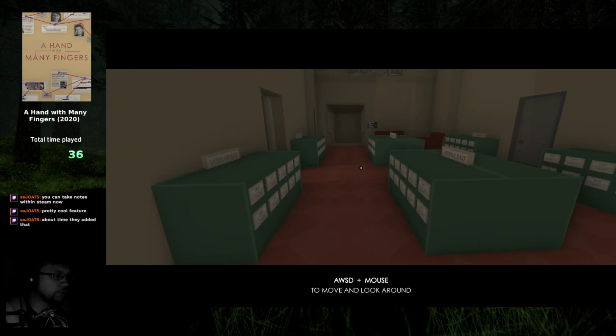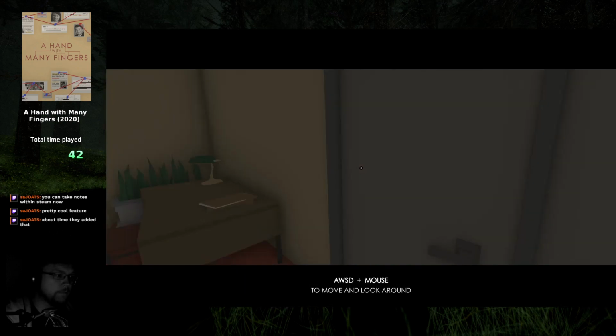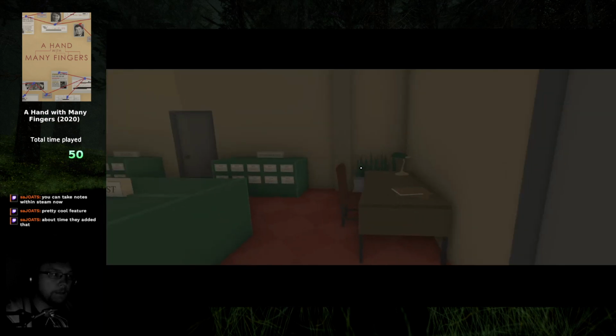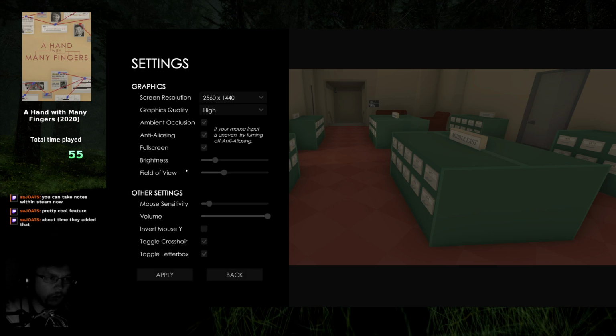WASD and mouse to move. And I think we're turning VSync off. There's no VSync option.